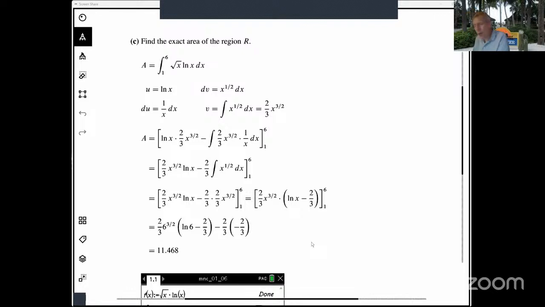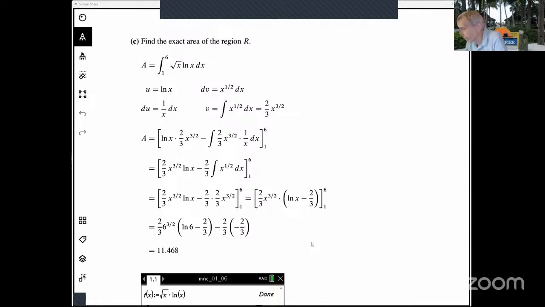Curtis, we don't have the opportunity to do too many BC problems, but this is a BC problem. So it's not a bad one. Let's take a look at it. The area of that region R would be the definite integral from 1 to 6 of the square root of x times log x. So how do you integrate that?